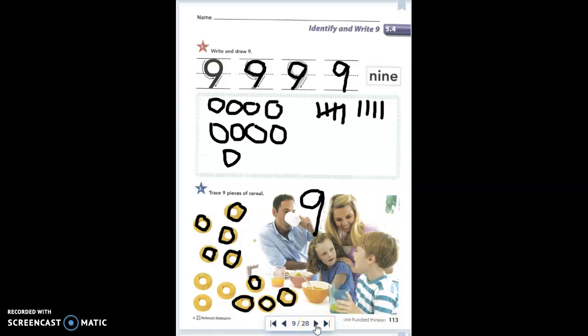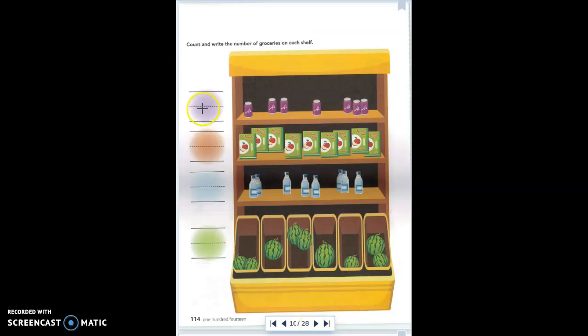All right, flipping our page over to the back, we are going to count and write the number of groceries on each shelf. So there are 1, 2, 3, 4 shelves. I'm going to make a mark on the things as I count them because I do not want to be confused and double count something.